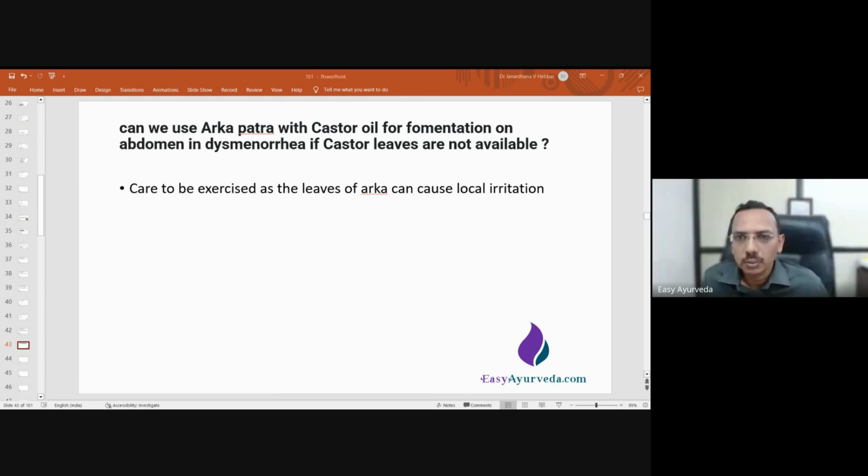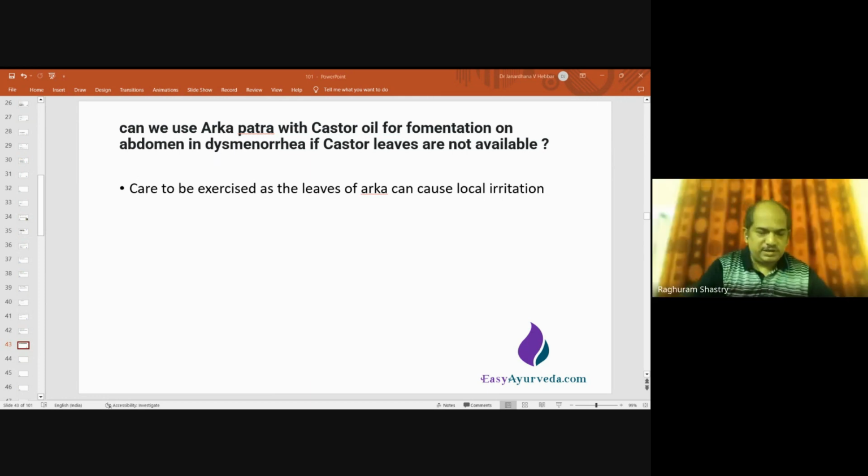Thank you, sir. Raghuram, sir, please. In case of dysmenorrhea, to keep it simple, it can be understood as being caused by the vata which governs the lower portions of the body. That's apana vata, to be very precise.